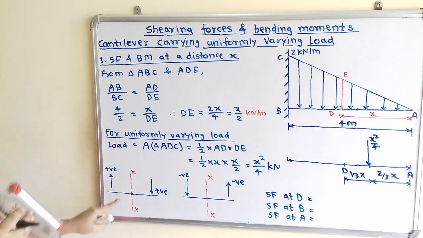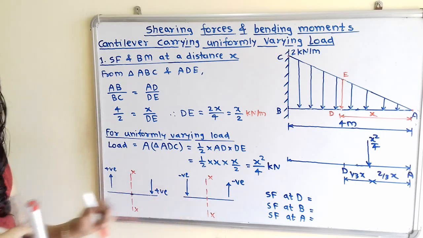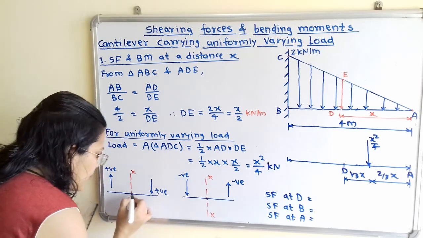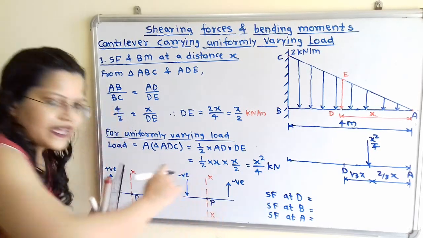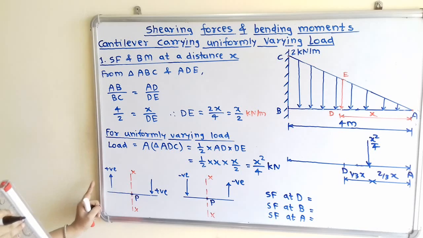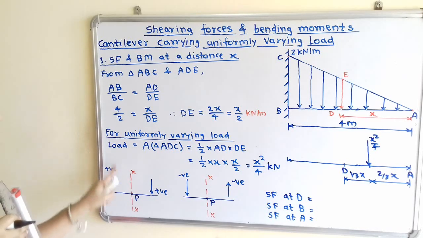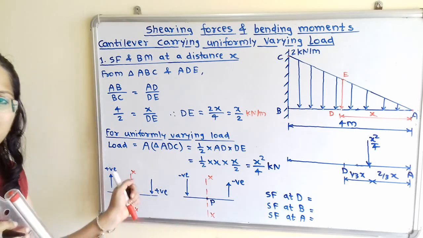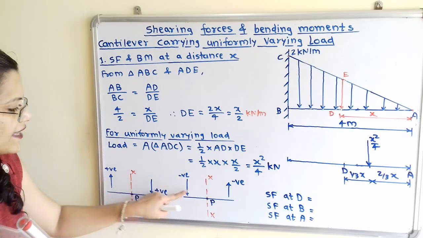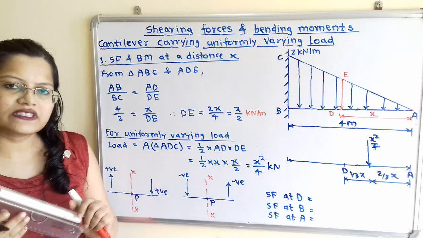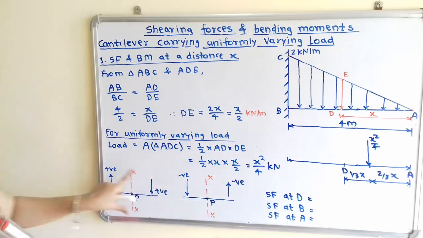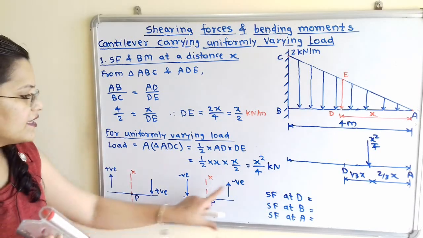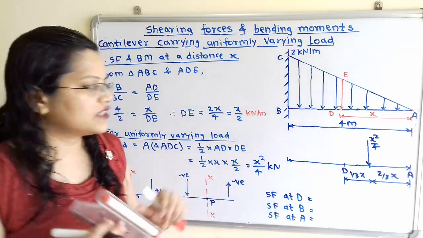In the same way, for this point of application, if we have to find out shear force at any particular point, suppose I will say P, then if the load is on the left hand side and the direction is upward, we have to use positive sign. If the load is on the left hand side of this point and the direction is downward, then we have to use negative sign. So we have to first mention this sign convention in the answer, and then we can find out the shear force.